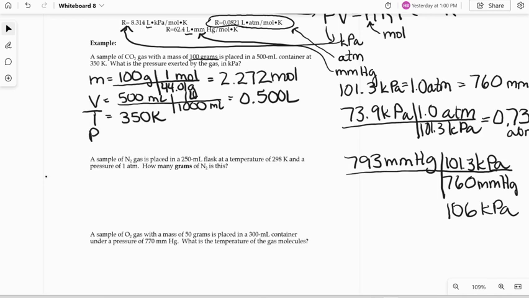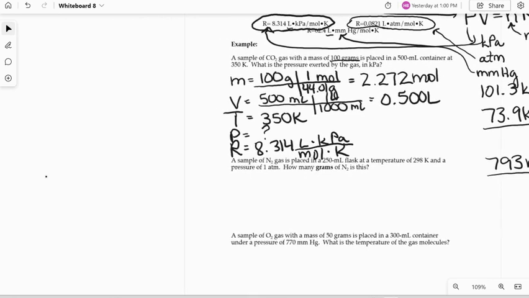We're solving for pressure, and we want it in kilopascals. So I'm going to go up here and pick the value for R that has kilopascals in it. So R is going to be 8.314 liters kilopascals on the top, moles and K on the bottom. That tells you what units you're supposed to be using in your problem.